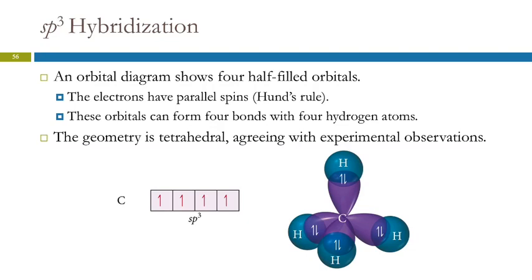So if we bring in a hydrogen atom, there's a hydrogen atom with its half-filled s orbital, then one of these orbitals can overlap with that hydrogen atom. This next orbital can overlap with another hydrogen atom. This one can overlap with a third hydrogen. This one can overlap with a fourth hydrogen. And so here we have an illustration of that.